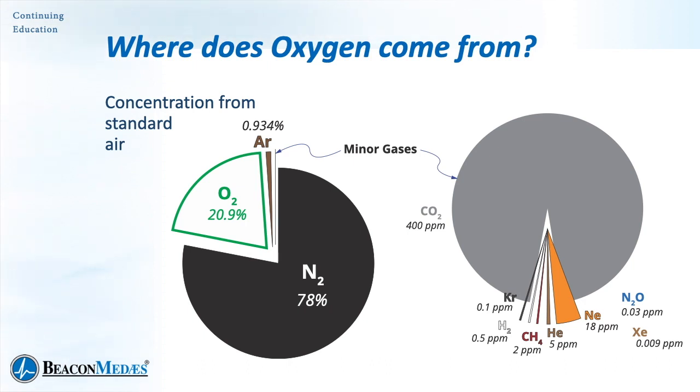All oxygen comes from the same place, and that is, we take it from standard air. Standard air consists of 20.9% oxygen, 78% nitrogen, and about 1% of other things, most of which is argon. Then, of course, you have carbon dioxide and krypton and helium and hydrogen, all these different gases in tiny quantities.